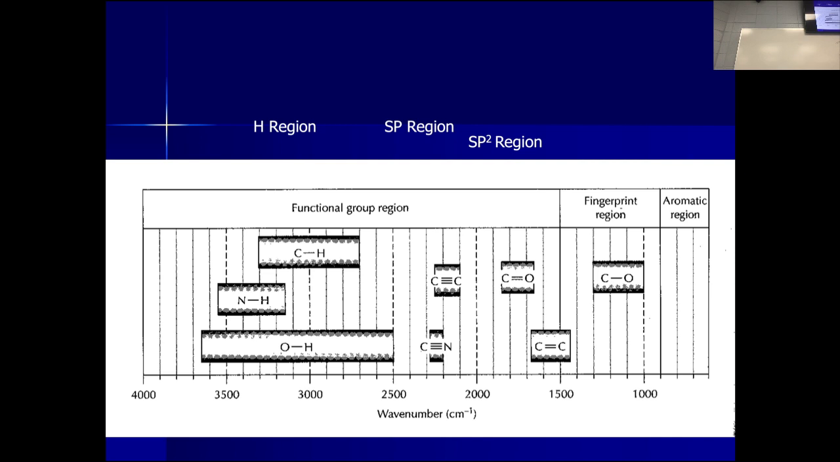We're going to draw another line where? 2500. Yeah, and we're going to call that region between 2000 and 2500 the sp region. And then everything 2500 to 4000 is what region? That is the hydrogen region. That is right. So we're going to find all of our NHs, CHs, OHs, all of that kind of stuff in that region.